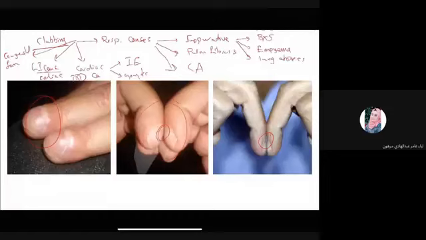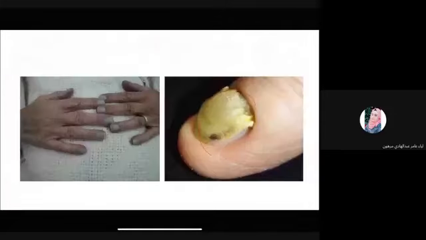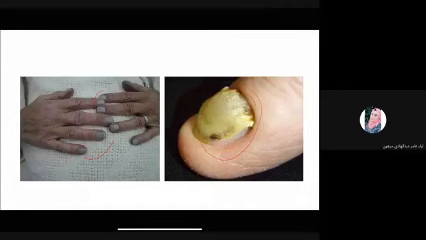The second part of examination of the nails, we will assess if there is any deformity in the nails. This nail here is called yellow nail, and these have cyanosis. So this is an additional part of examination of the nails, if there is any deformity in the nails and if there is any cyanosis. Deformity, this yellow nail, it is called yellow nail syndrome.